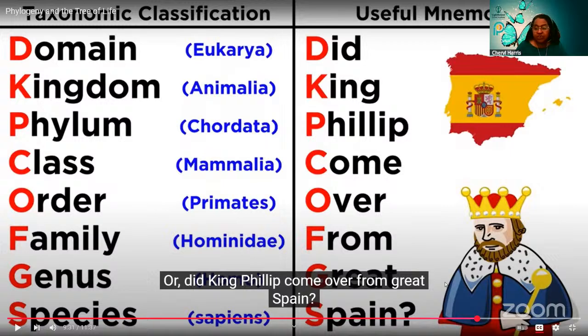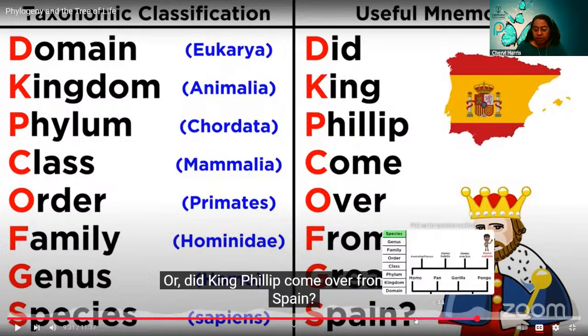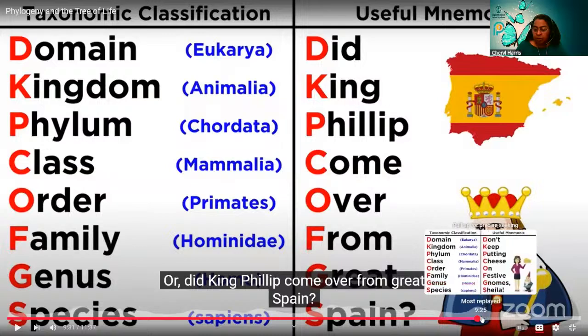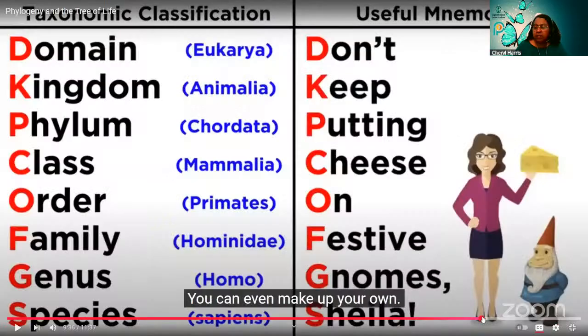But this is interesting. And then there was one more. So I want you to come up with your own. All right, this one's kind of interesting. Don't keep putting cheese on festive gnomes, Sheila. That's kind of weird.